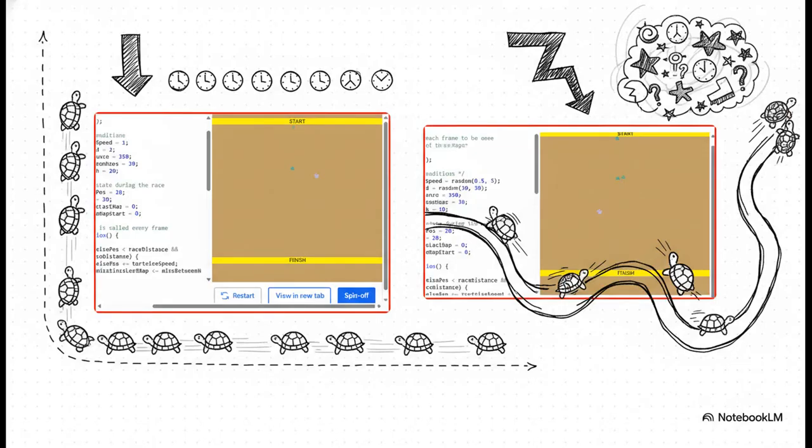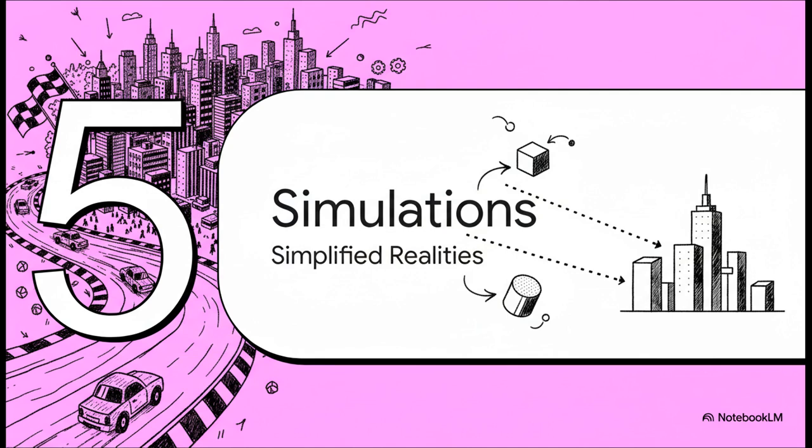On the left, that's our predictable race. Same thing every time. But on the right, we've added a bit of randomness. Now their speeds change just a little bit, all the time. It makes the whole race feel so much more alive, and you never know exactly how it's going to turn out.